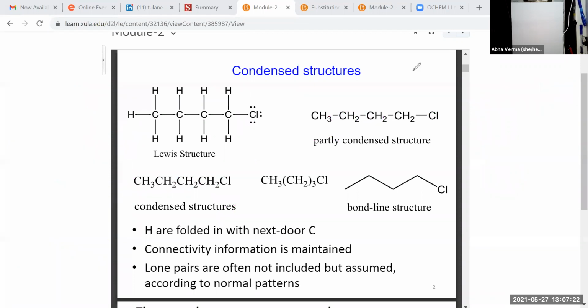Okay, very good. So from the Lewis structure, you can write your partly condensed structure. From partly condensed, you can write your condensed. Now this condensed can be super condensed also, or the actual condensed form. How is that? If you look again, this CH2, this CH2, this CH2 are repeating themselves. And so how many times has the CH2 unit repeated itself? It has repeated itself 3 times.